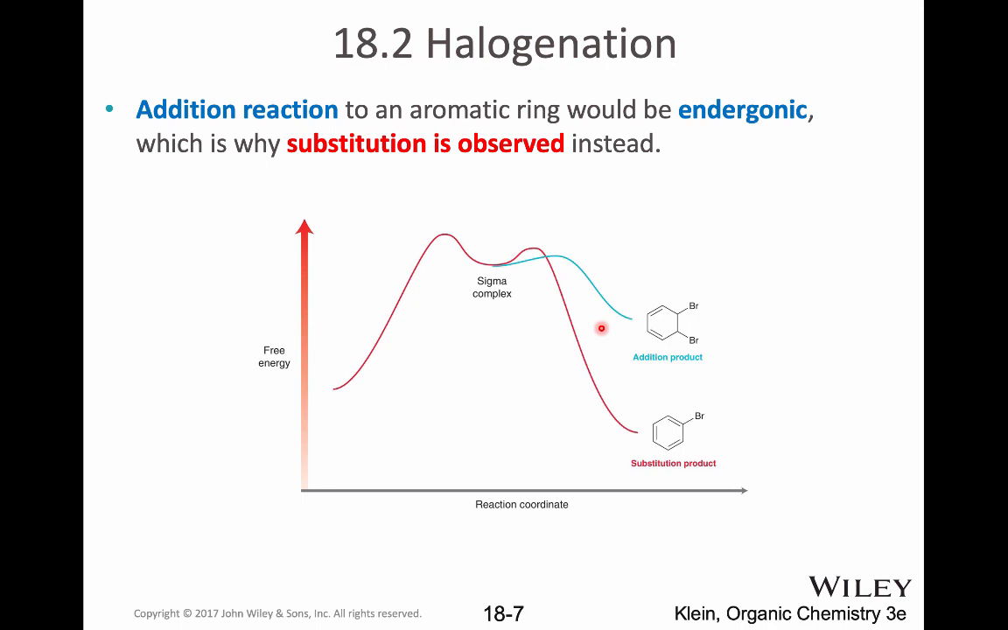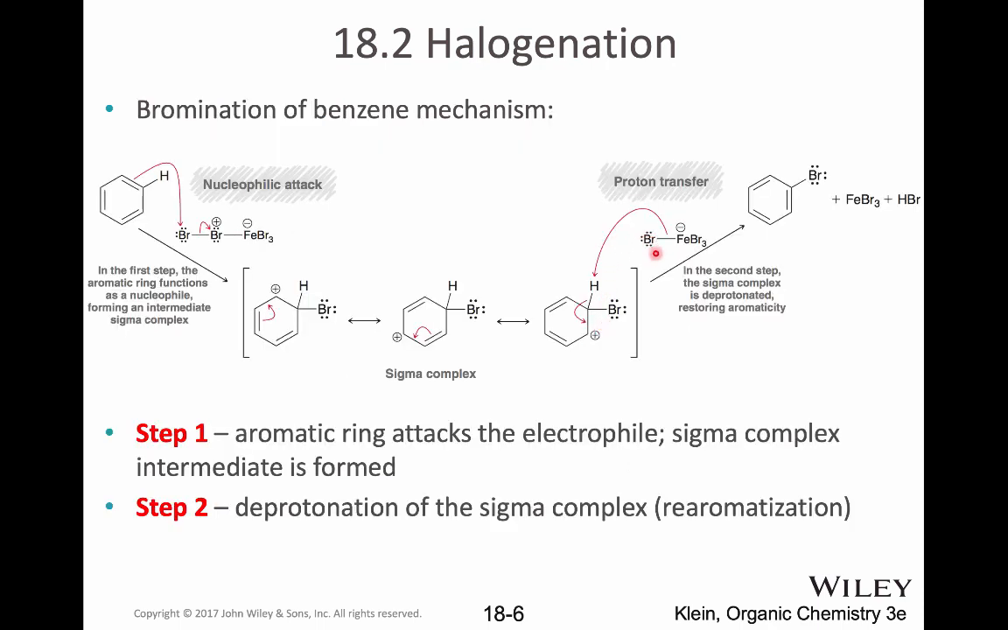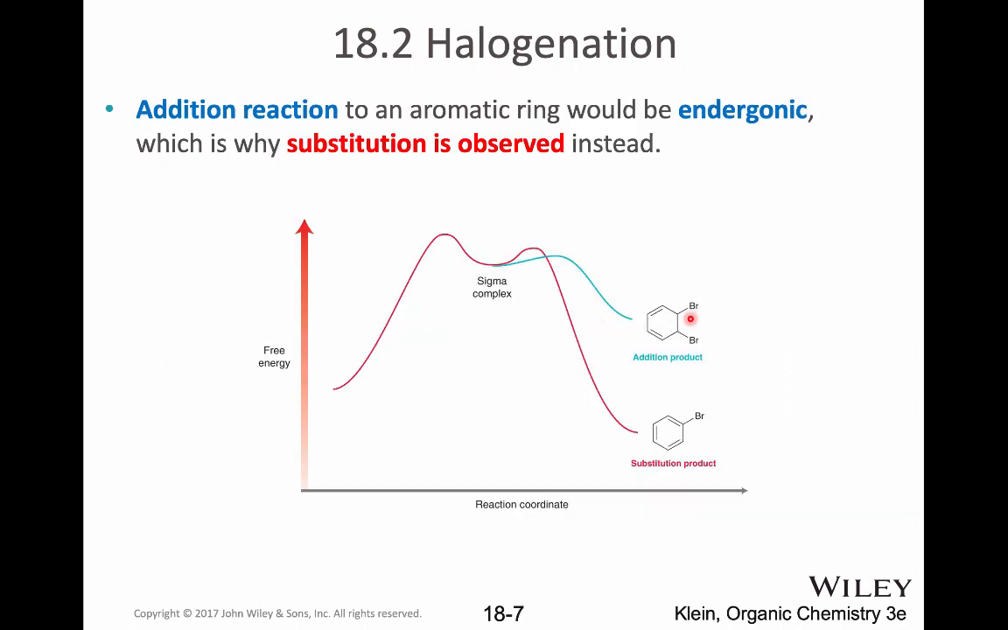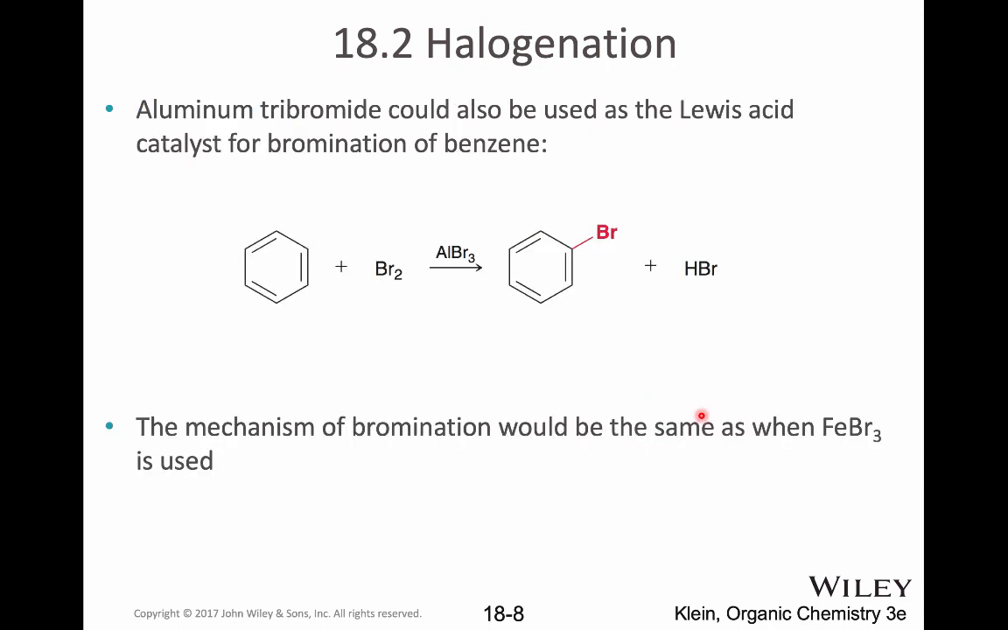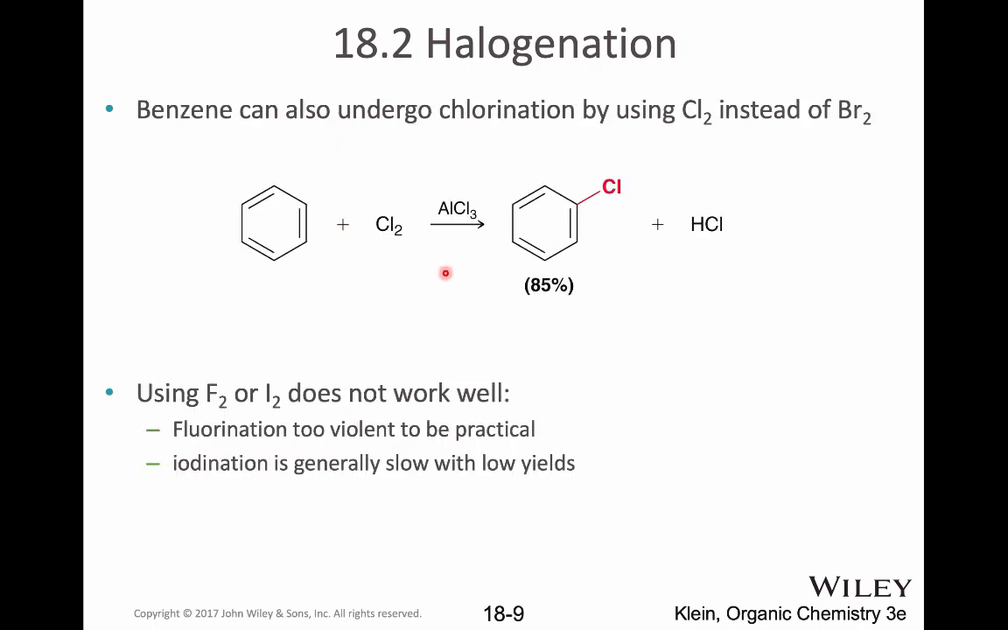The reason is if you go back, technically this Br minus could attack that positively charged carbon, but the reason it doesn't is because the product from the addition reaction is less stable than the product from the substitution reaction. You can do this with other types of Lewis acids. You don't have to just use iron tribromide. The same thing happens with aluminum tribromide. Any kind of Lewis acid works, and the reason this is a Lewis acid is because the metal is electron deficient and is electrophilic and will accept electrons from nonmetals.